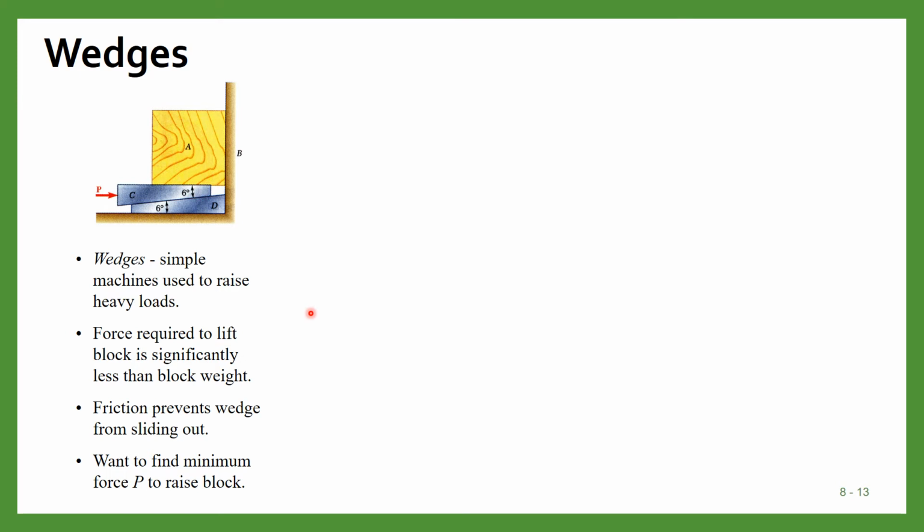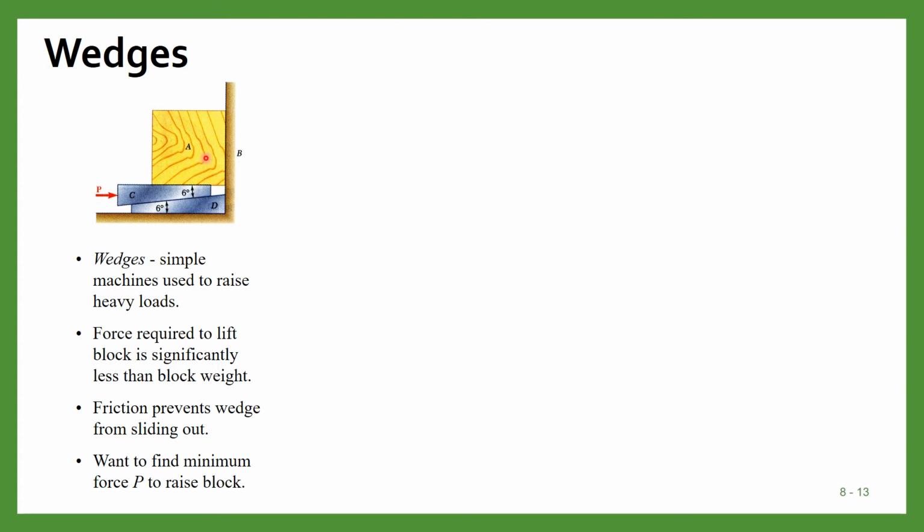First we will learn wedges. They are simple machines. So this is wedge C and D, they are forming a wedge. These are simple machines that can be used to lift weights, and in these machines the force required to lift the blocks is significantly less than its weight. And the friction force prevents the wedge from sliding out. It will not slide out because of the friction force. And we want to find the value of this force that is required to raise the weight.